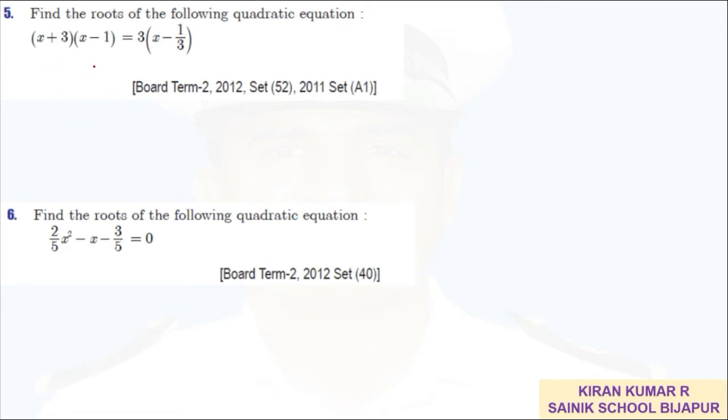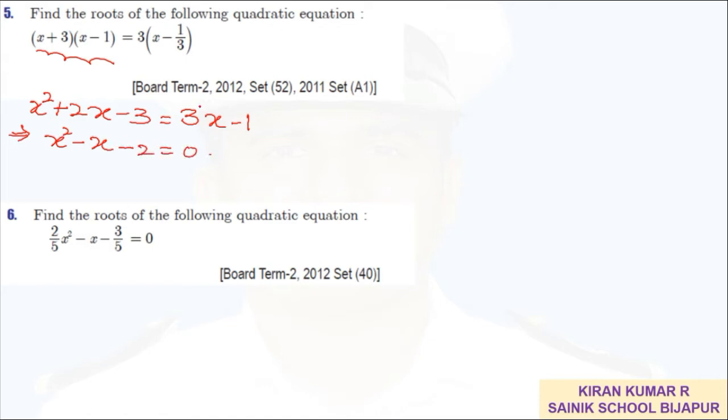Here, the given quadratic equation is not in standard form. For that we need to multiply these two. Upon multiplication it becomes x square plus 2x minus 3 equal to, when you multiply this, 3x minus 1. Further it becomes x square minus x minus 2 equal to 0 by transposing this 3x minus 1 to the left hand side.